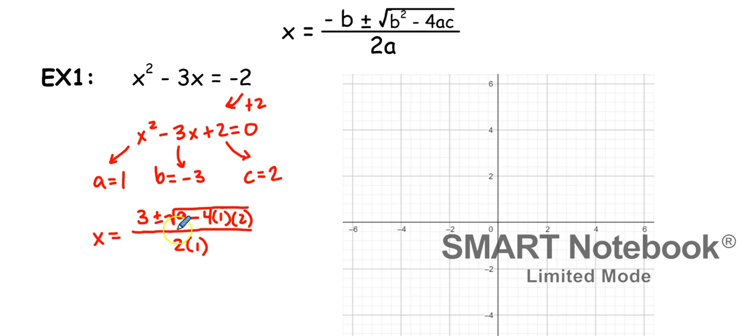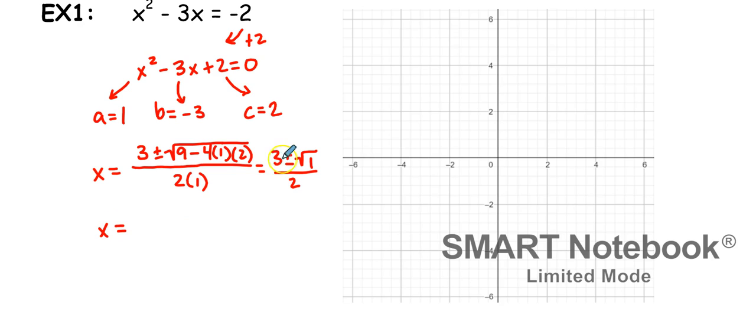So the first thing we're going to do is simplify some stuff. We're going to work inside the square root first. So we've got 3 plus or minus, inside the square root, it looks like 9 minus 4 times 1 times 2 is 8. So 9 minus 8 is the square root of 1, which is just 1, over 2 times 1, which is 2.